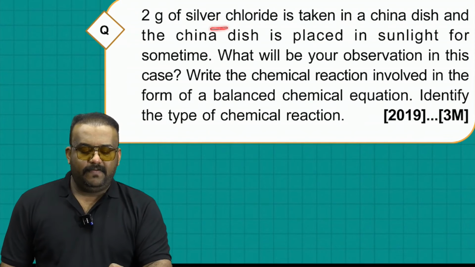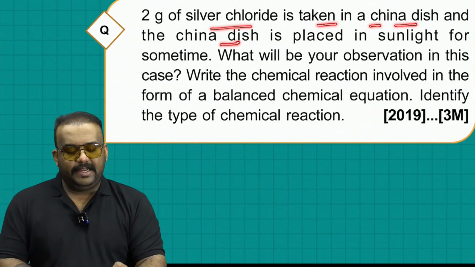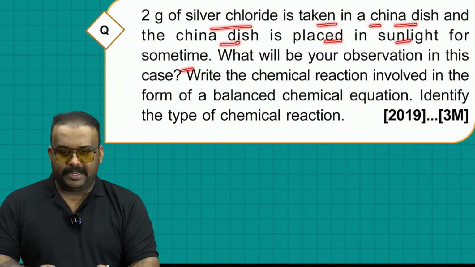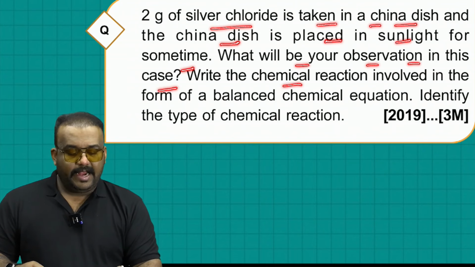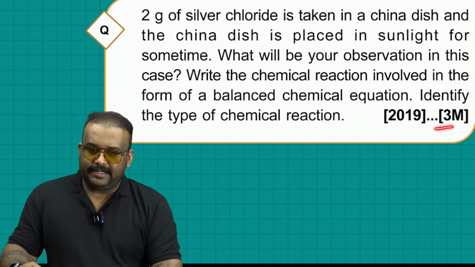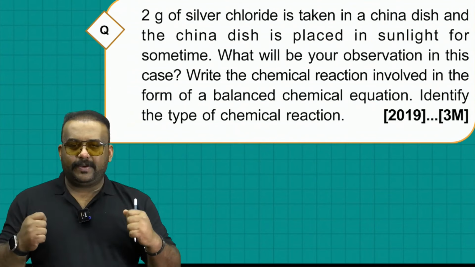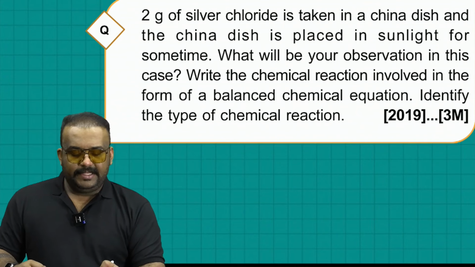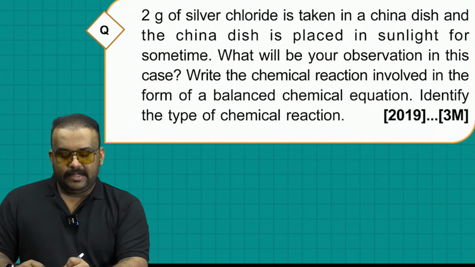2 grams of silver chloride is taken in a china dish, and the china dish is placed in sunlight for some time. What will be your observation in this case? And write the chemical reaction involved in the form of balanced chemical equation and identify the type of chemical reaction. As you can see, it's a 3 marks question. What you have to do is you have to specifically answer to the questions, right? So first thing is, the question is, what will be your observation in this case?